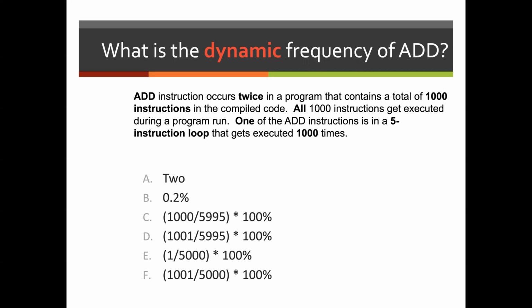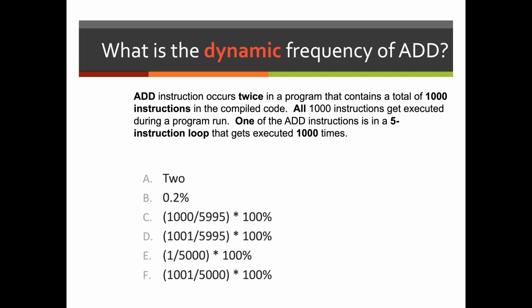Now let's consider what the dynamic frequency of an add instruction is. We have our problem, and it says the add instruction occurs twice in a program that contains a total of 1,000 instructions in the compile code. We know all 1,000 instructions get executed during a program run. One of the add instructions is in a 5-instruction loop that gets executed 1,000 times.